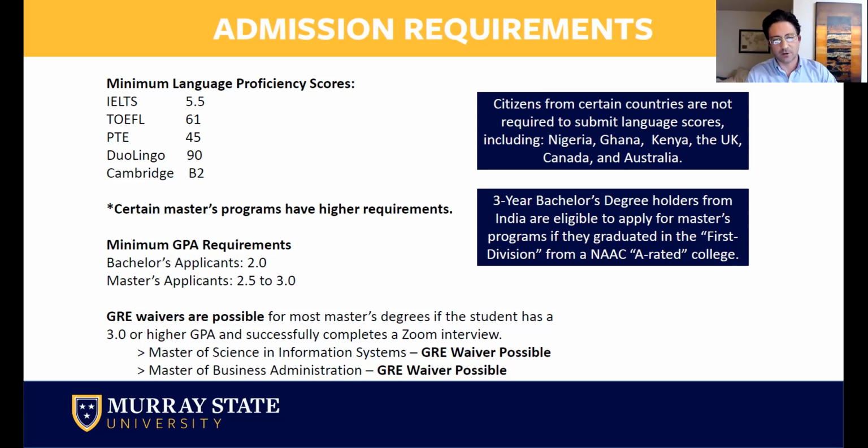And we have a really good thing that happened recently, which is the waivers for GRE scores. We're able to offer a waiver for students applying to the information systems program, and also students applying to the MBA. Previously, it was mandatory to have a GRE test score in order to apply for these programs. But currently, as long as a student has a 3.0 GPA, they can apply for information systems. They can also apply for the MBA program without GRE scores.